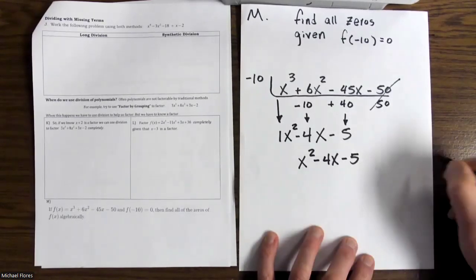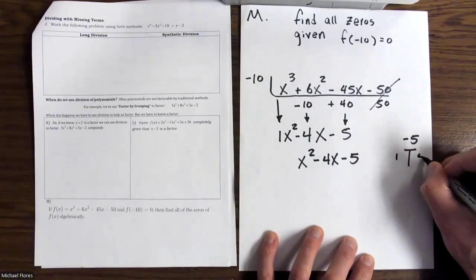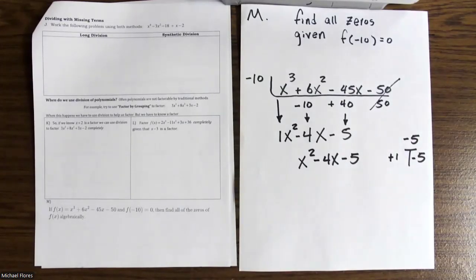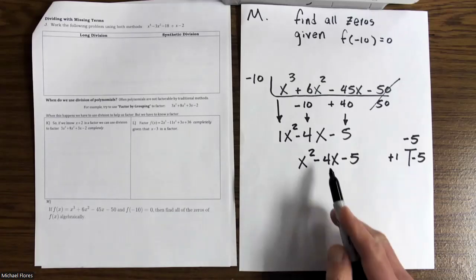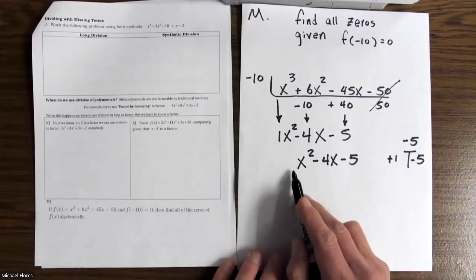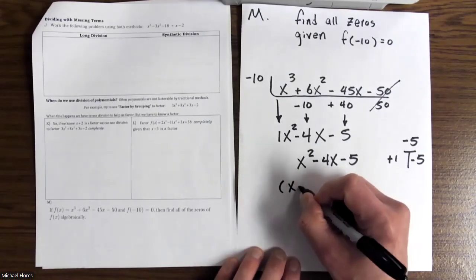Number in front times number in back. These are the factors that can multiply to get -5 and can be combined to get -4. 1 minus 5 is -4. Since that leading coefficient is 1, we can save ourselves some time here.